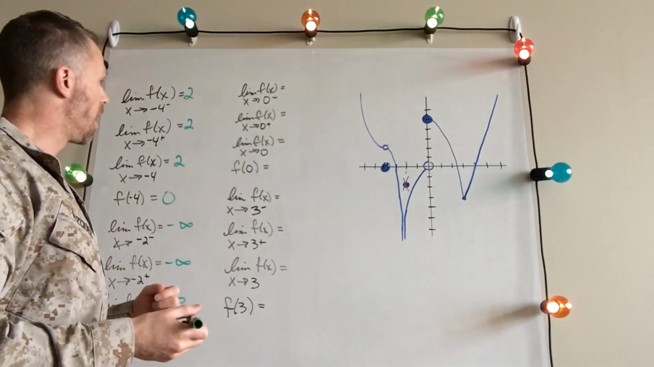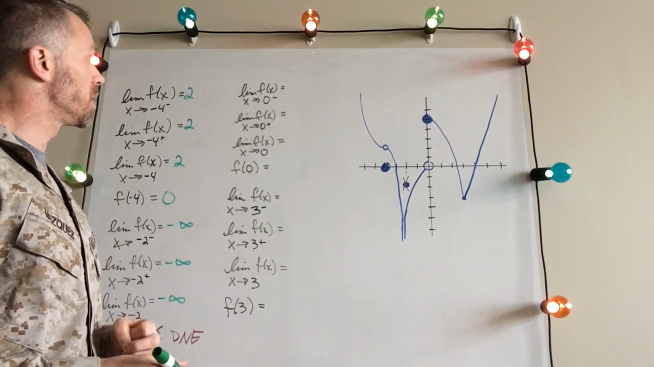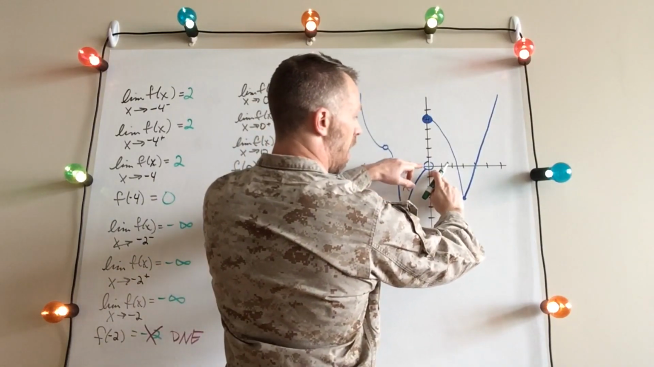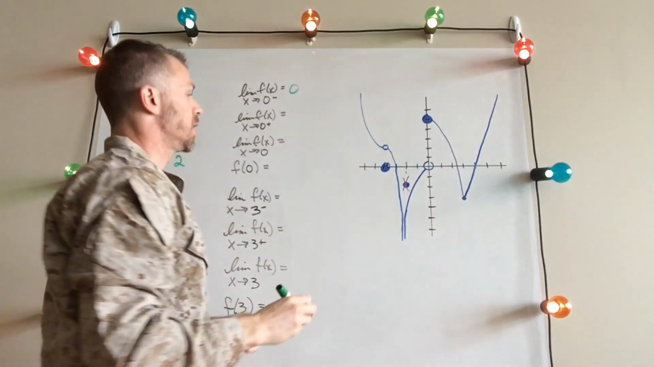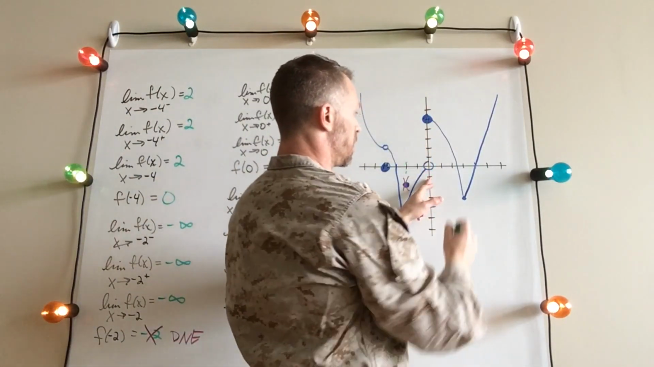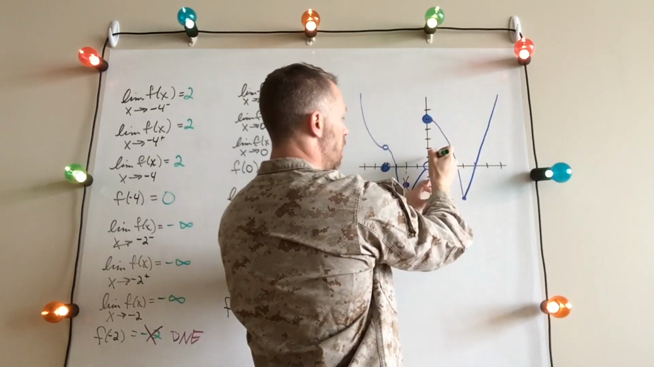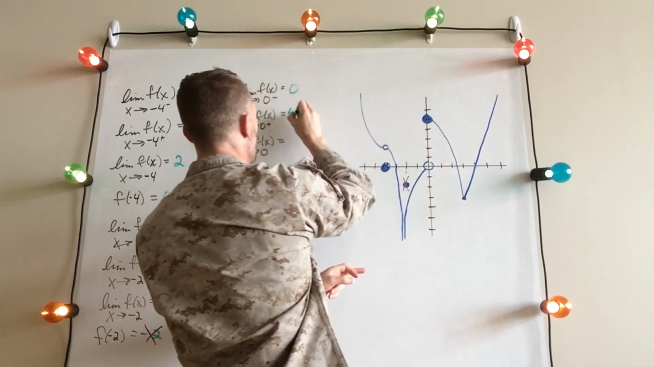All right, moving on to 0. As we go to 0 from the left, here's x equals 0. From the left, we're getting close to the y value of 0. 0 from the right, here's x equals 0 again. As we get really close to x equaling 0 from the right, we're actually getting close to this y value up here. 1, 2, 3, 4, 5.